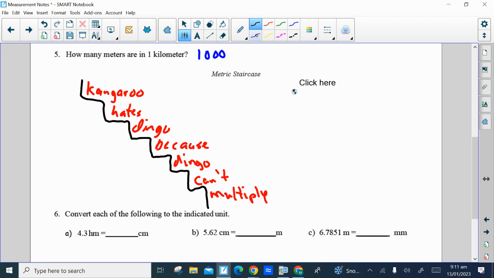The K stands for kilo. The H stands for hecto. The first D stands for deca. The B stands for the base. If we're talking about lengths, that'll be meters. If we're talking about mass, that'll be grams. If we're talking about capacity, that would be liters. But B stands for base. The next D will stand for deci, centi, and milli.